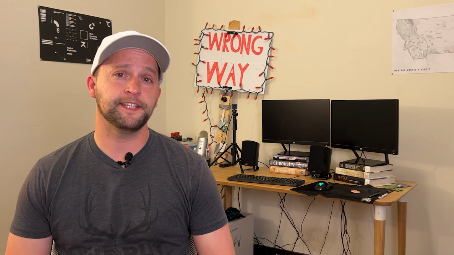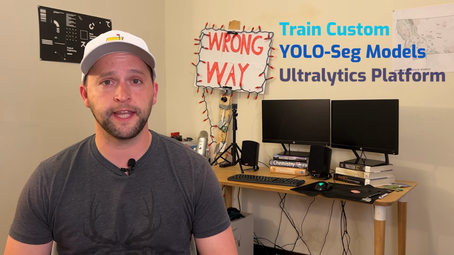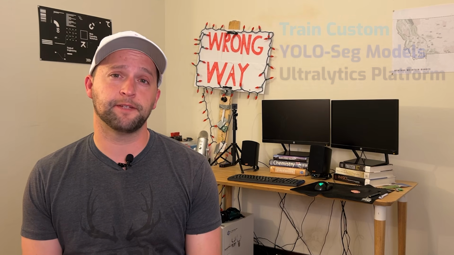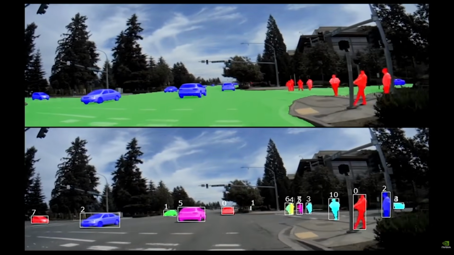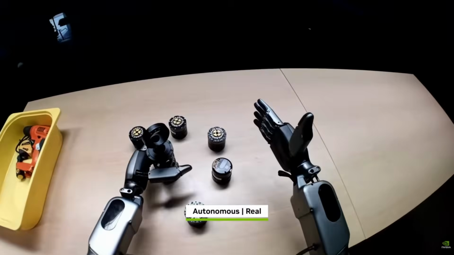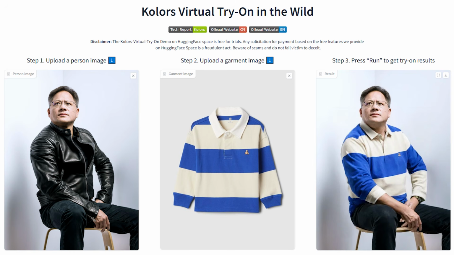Hey everyone! In this video, we'll learn how to train custom YOLO segmentation models using Ultralytics Platform. Segmentation models are a type of computer vision AI that can find the outlines or masks of each object in an image. They have uses in applications like self-driving, agriculture, robotics, and even fashion.